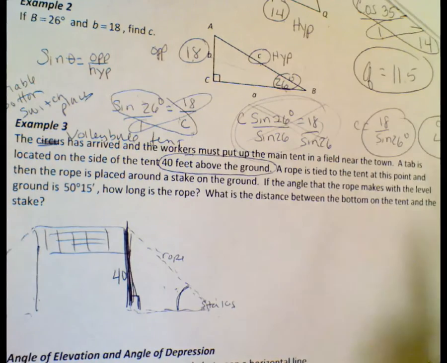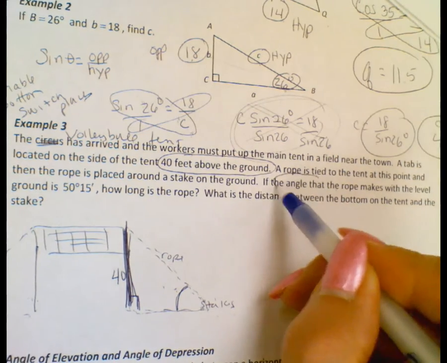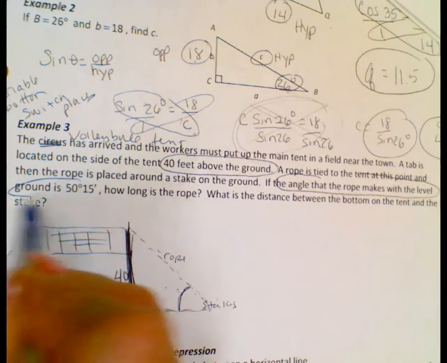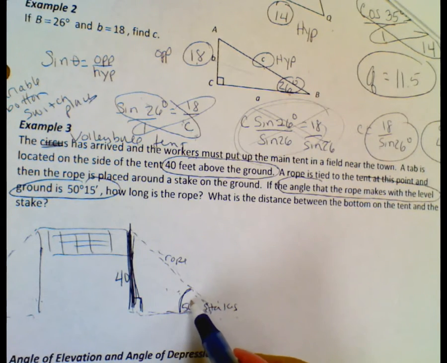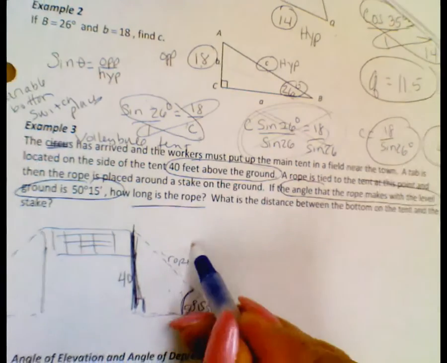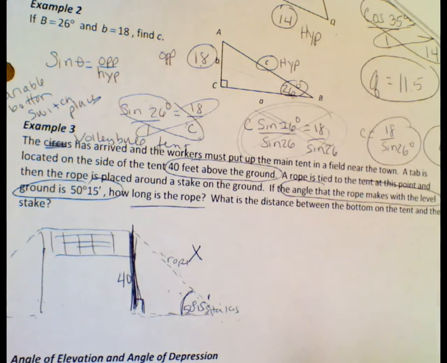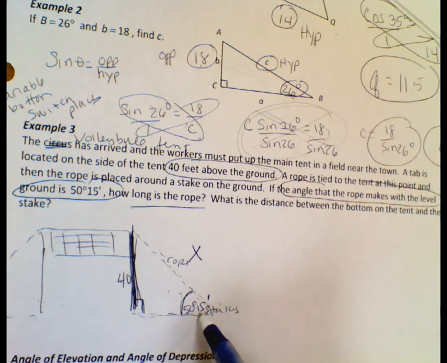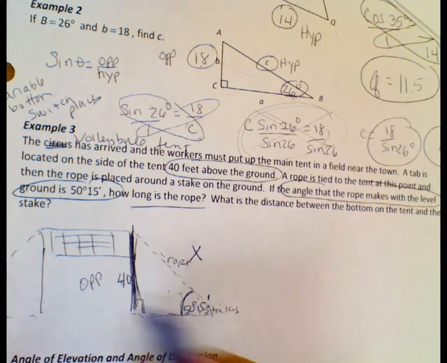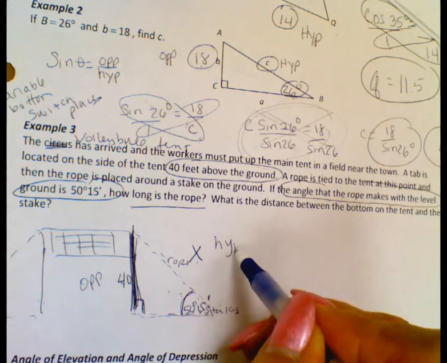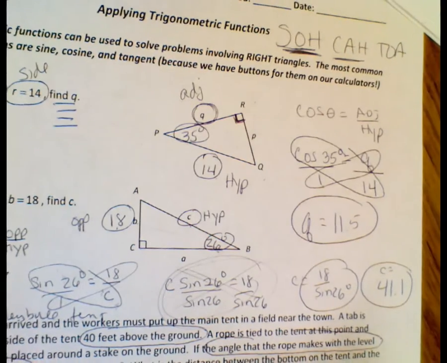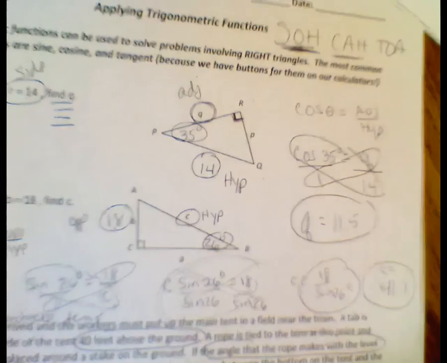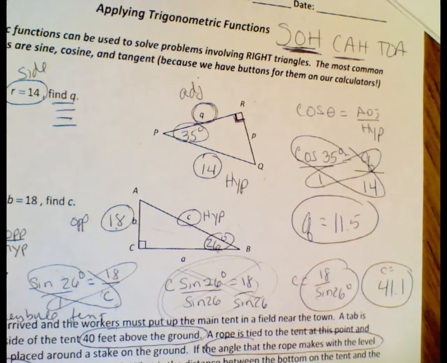All right, and then the other thing is that the angle that the rope makes with the level ground is 50 degrees 15 minutes. The angle that the rope makes with the ground, that's this right here, 50 degrees 15 minutes. And they want to know how long is the rope. That's right there. So according to 50 degrees 15 minutes, what is 40? Is it the opposite or adjacent side? This is the opposite side. What is x? It's the hypotenuse. So which one deals with O over H? Sine does. So you're going to go sine of 50 degrees 15 minutes is equal to opposite 40 over hypotenuse x.